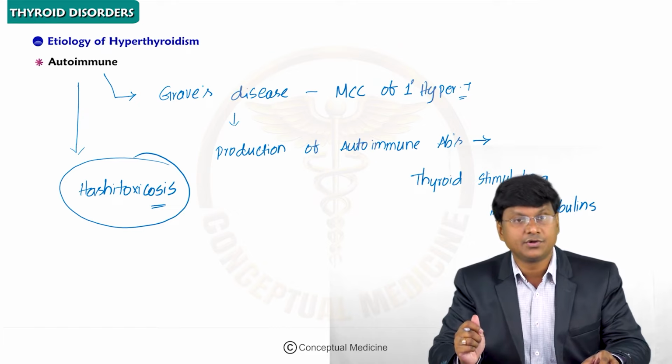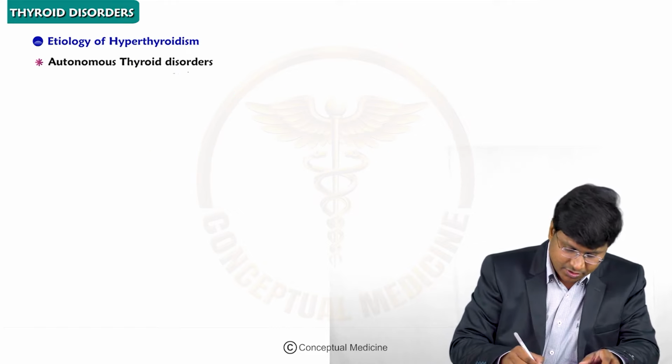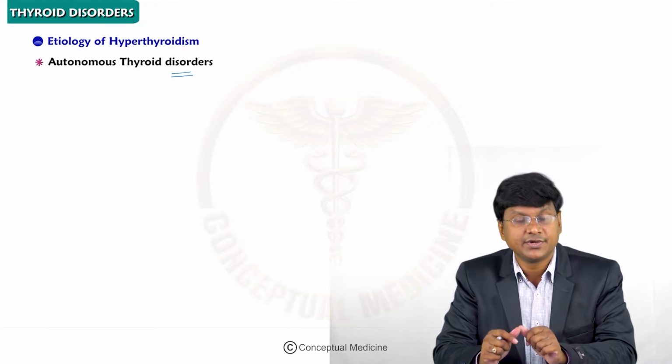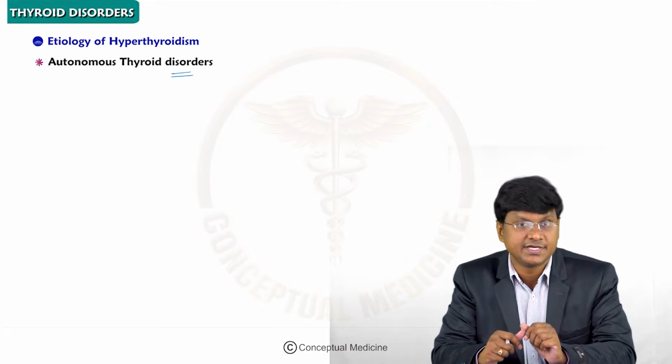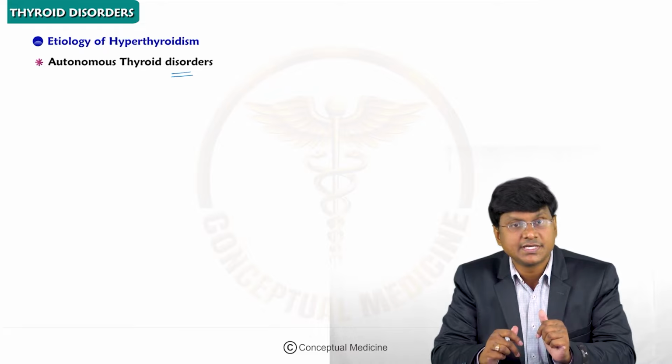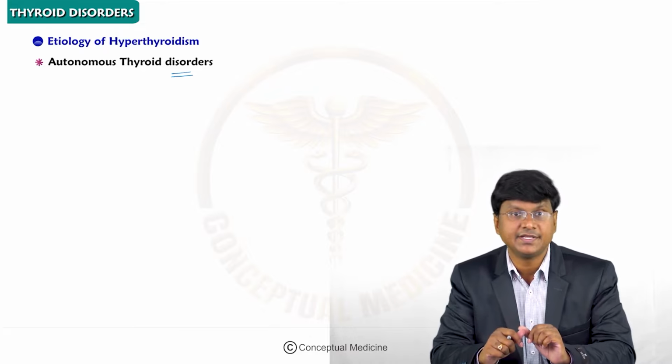Then, followed by the autoimmune conditions, we have autonomous thyroid tissue. Now what is this autonomous thyroid tissue? It is the clinical scenario where the thyroid gland on its own will produce excess amounts of T3 and as well as T4. This autonomous thyroid tissue is not dependent on the TSH which is coming from the anterior pituitary.